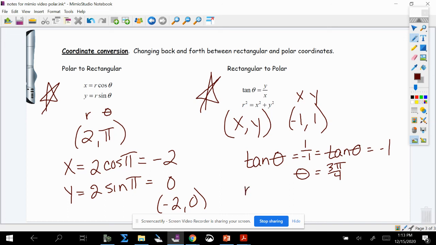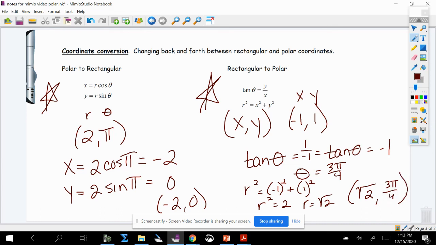is going to be r squared equals x squared plus y squared. So we get r squared equals 2, take the square root of both sides. You get r equals the square root of 2. So my polar coordinate, and this would not be the only answer, there are more angles than that, as we talked about, this is not unique, is the square root of 2, 3 pi over 4. So we can take polar coordinates and make them rectangular. We can take rectangular and make them polar, and we should be able to plot polar using a polar grid.